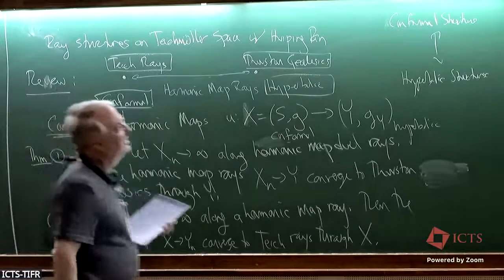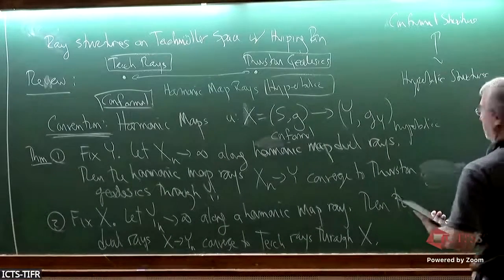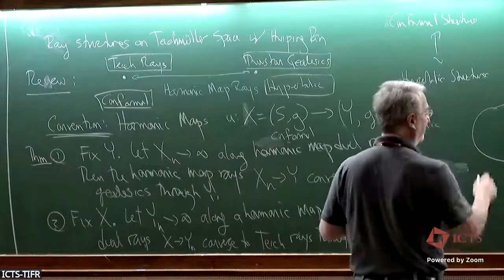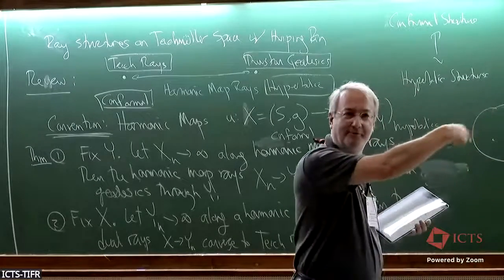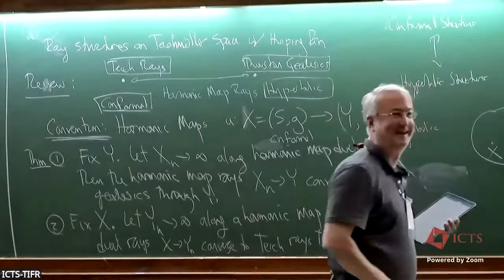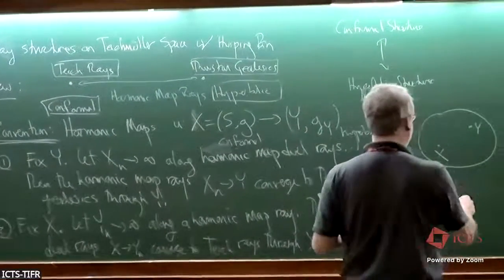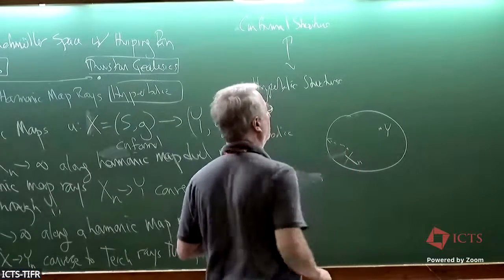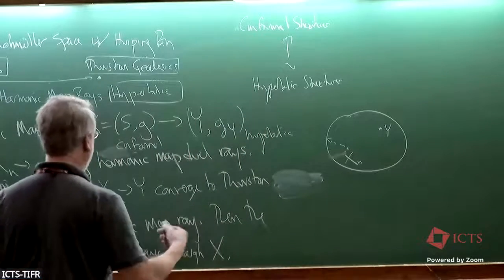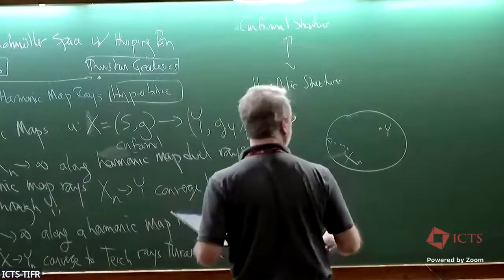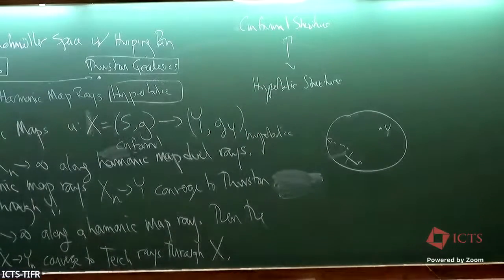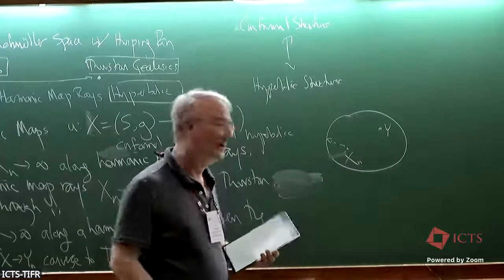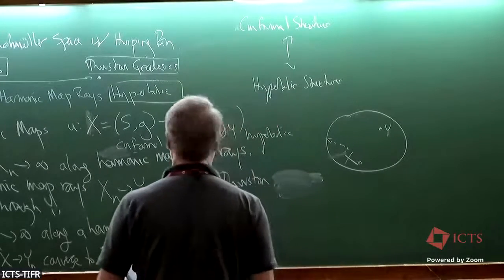One was, theorem one, I'll draw the picture here. You fix the target Y. The Y is always to the upper right, the target. X is always to the bottom left, the domain. And you fix Y, and you let Xn go to infinity along some particular path, these harmonic map dual rays. And then you look at the harmonic map rays. You remember harmonic map rays? Maybe I need to say something about harmonic map rays.